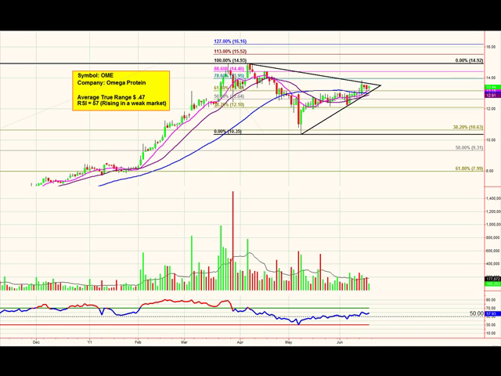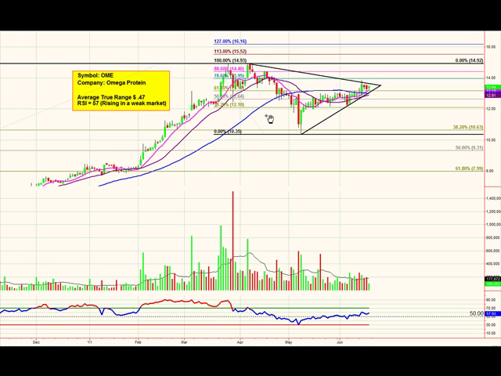We are looking at the daily chart of Omega Protein, symbol OME. On this particular chart, we put a couple of technical analysis indicators, such as Fibonacci's and a few trend lines, which we'll go over here in a second. First of all, we have a longer-term Fib, and we have a short-term Fibonacci.